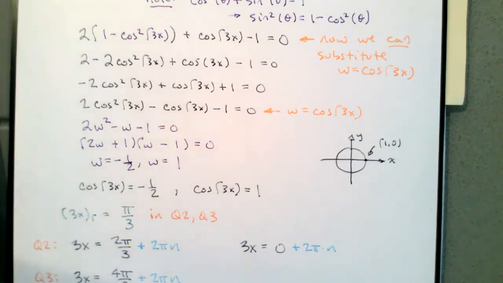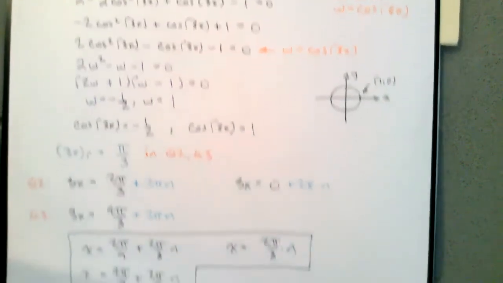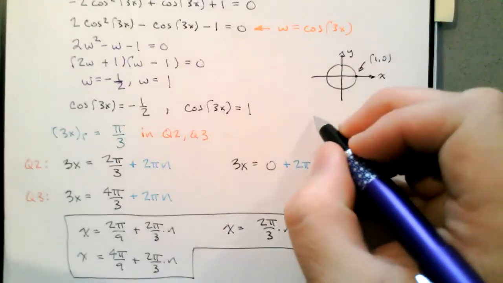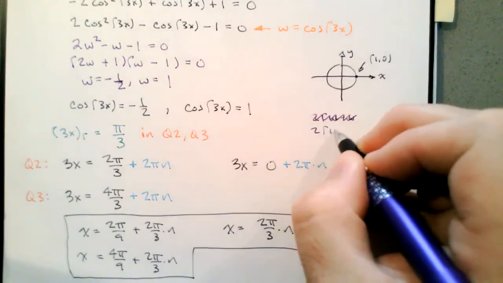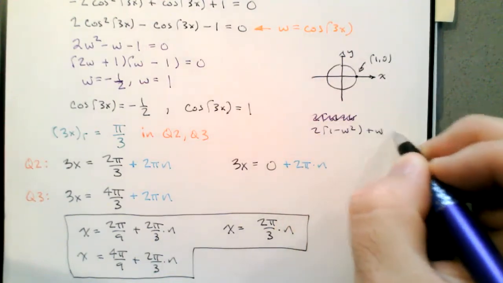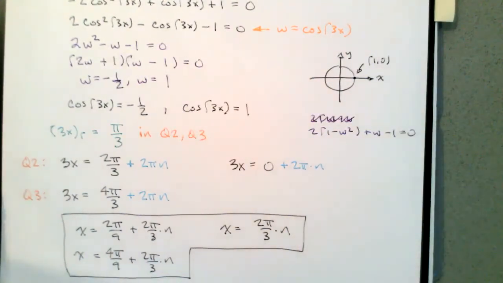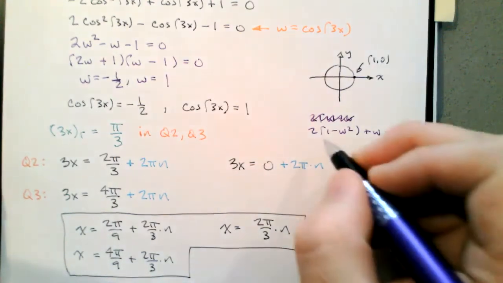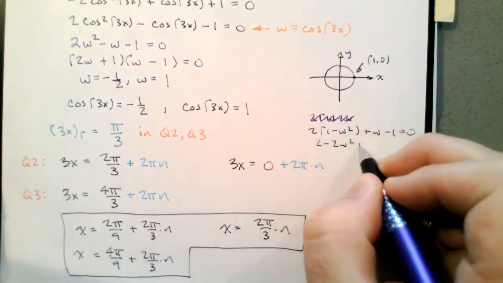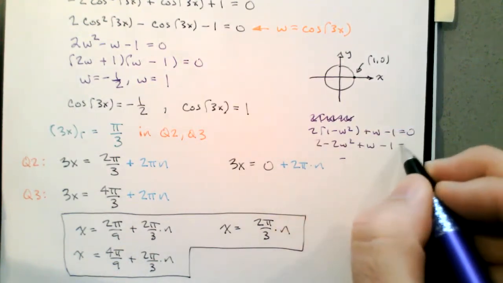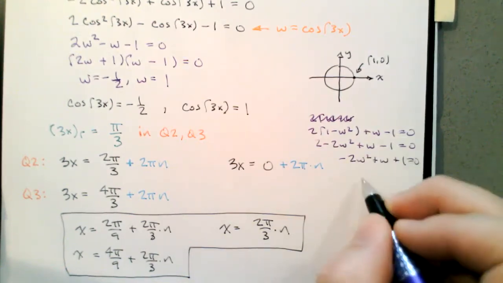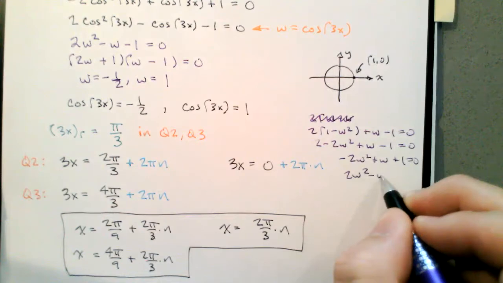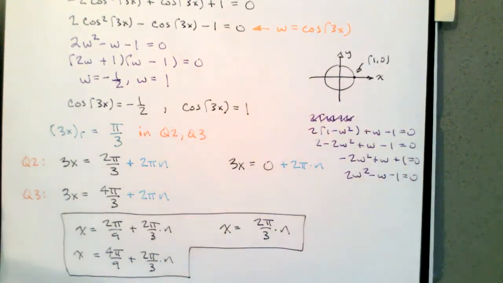It would have looked like 2 times 1 minus w, I spelled 1 wrong. 2 times 1 minus w squared plus w minus 1 equals 0. And then we would have done the same things. Multiply by 2, combine the like terms, and I would still multiply by -1. 2 minus 2w squared plus w minus 1 equals 0. Minus 2w squared plus w plus 1 equals 0. So we could have done the substitution right away.